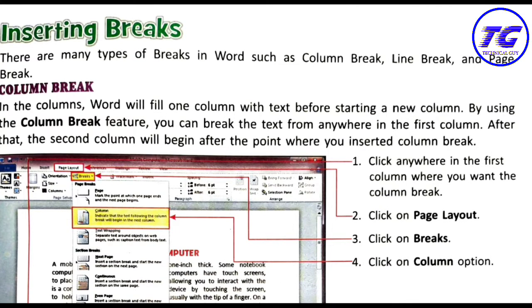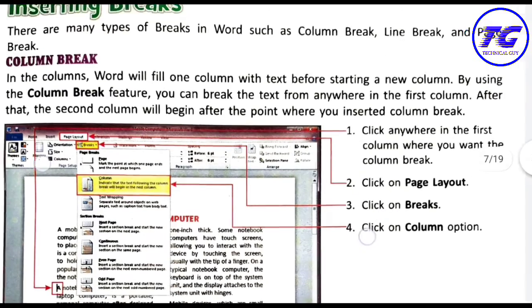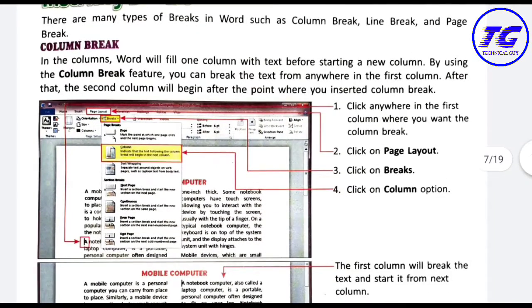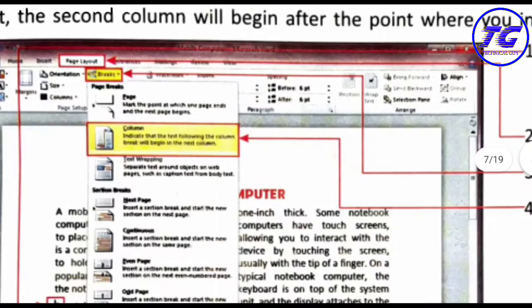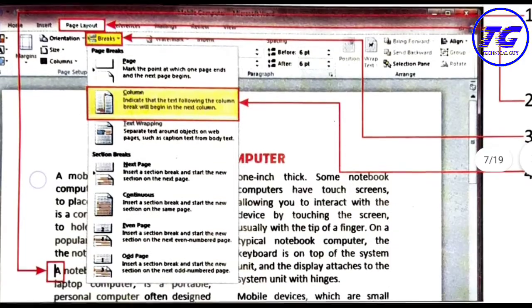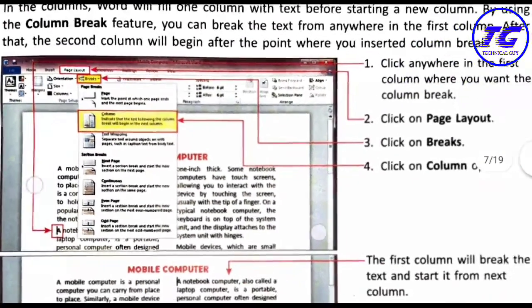Line break means breaking the text from first line and the rest of text or the rest of line will appear in the next line. And page break means breaking the text from first page and the rest of text will appear on the next page. So these are the different types of breaks. So these breaks you can use from the page layout, and one breaks button is there, and here page break is there, column break is there, so that you can use as per your need.